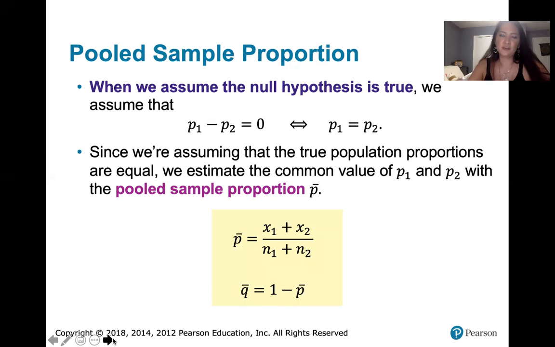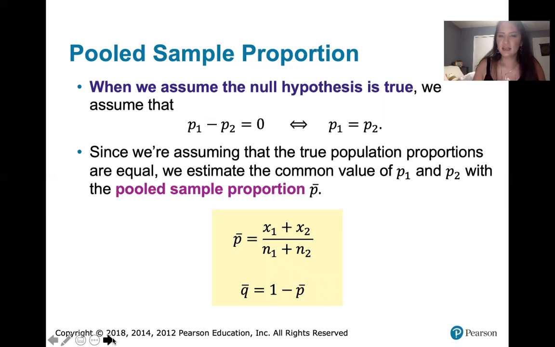P bar is given by this formula. Now remember, X1 and X2 are the number of successes in each sample, and N1 and N2 are the sample sizes of our two samples. So when we compute P bar using this formula, basically what we're saying is add all the successes together. How many successes total do we have if we combine both samples into one large sample? And then what would our new sample size be? Compute that proportion of success in the larger sample. That's P bar, and Q bar is the complement of that.